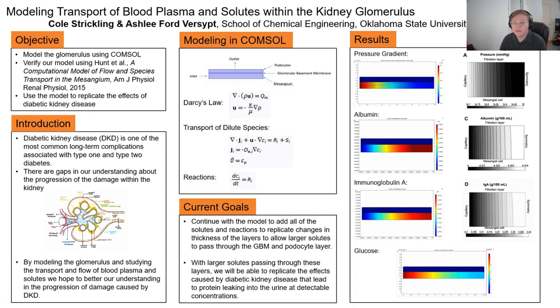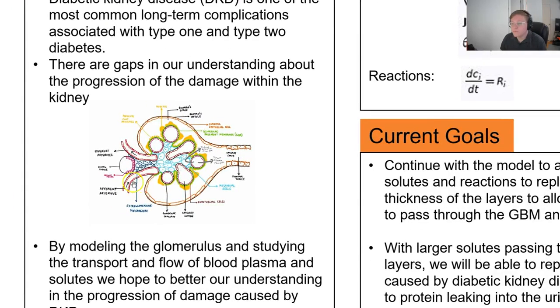So diabetic kidney disease is one of the most common long-term complications associated with type 1 and type 2 diabetes. And there are a lot of gaps we have in the understanding of the progression of the damage within the kidney. So here we will take a look at the glomerulus.